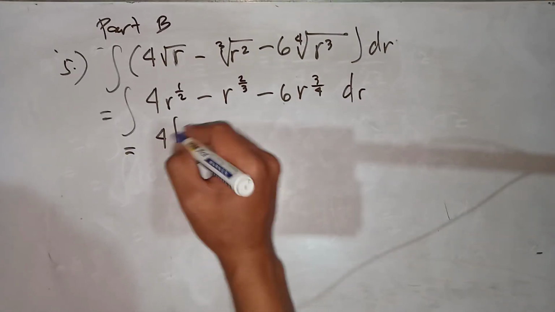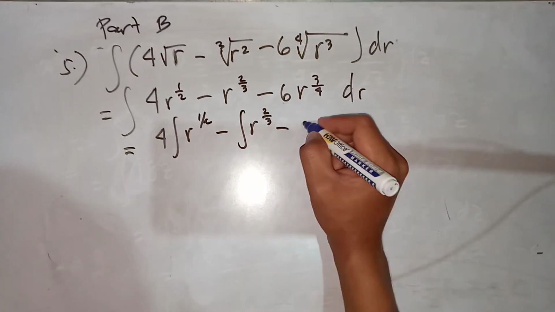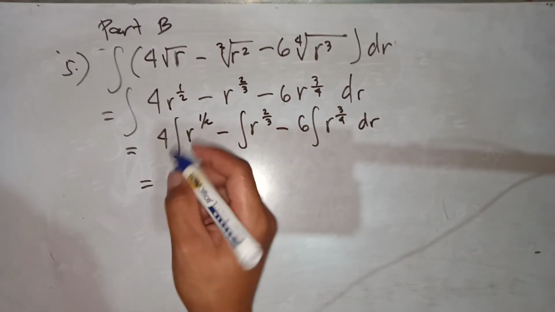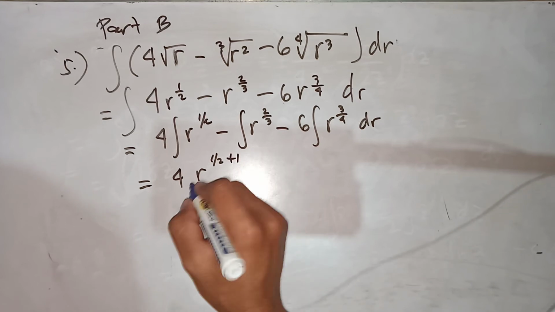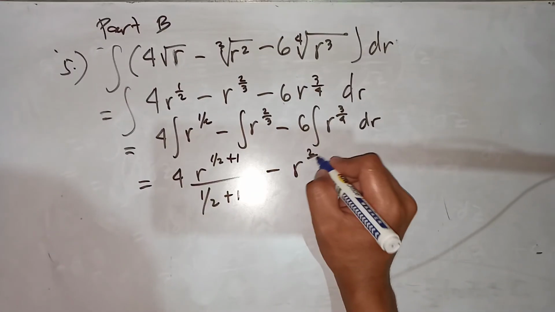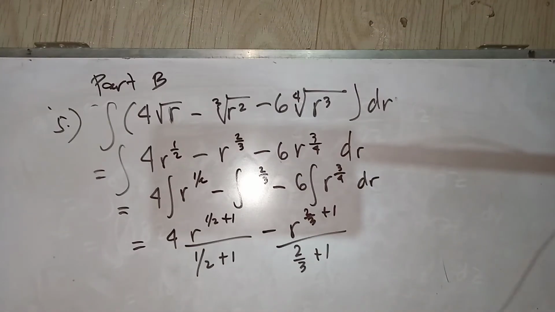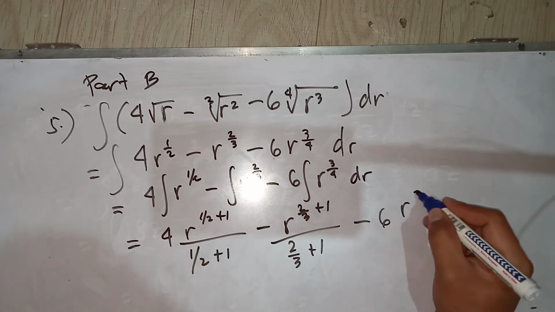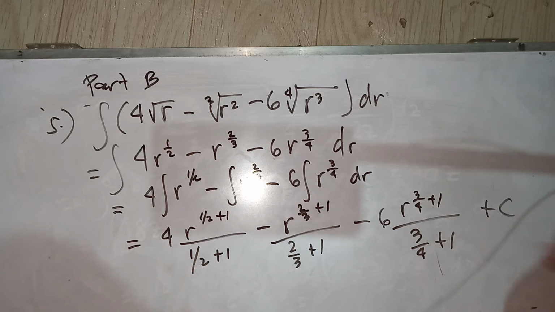So this becomes 4 integration of r raised to 1/2 minus integration of r raised to 2/3 minus 6 integration of r raised to 3/4 dr. So this becomes 4 r to 1/2 plus 1 over 1/2 plus 1, minus r to 2/3 plus 1 over 2/3 plus 1, minus 6 r to 3/4 plus 1 over 3/4 plus 1 plus c.